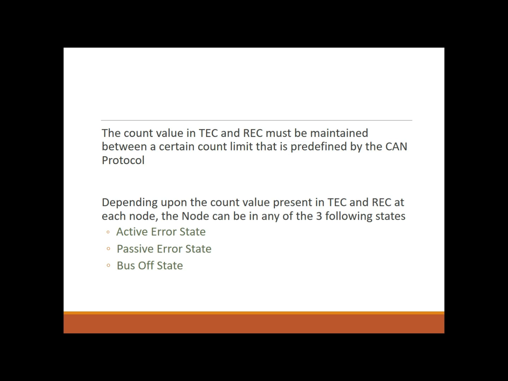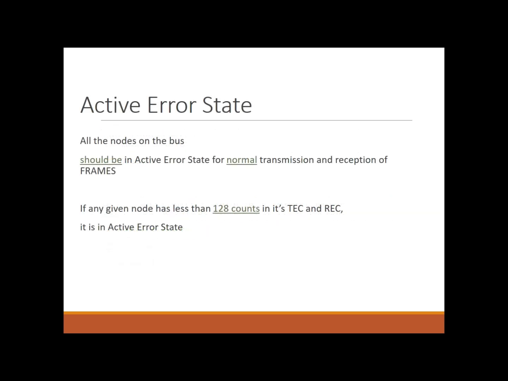One is active error state, passive error state, and bus off state. You can see here active error, passive error, and bus off state in the next slide. So coming to the active error state, all the nodes on the bus should be in an active error state for normal transmission and reception of frames.